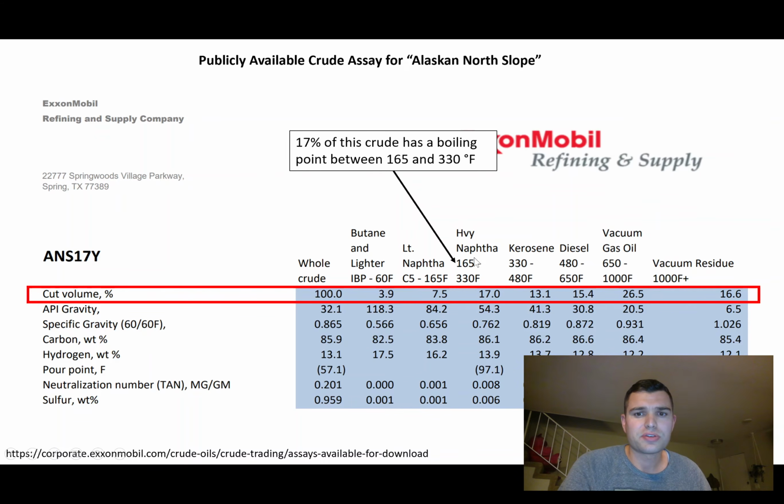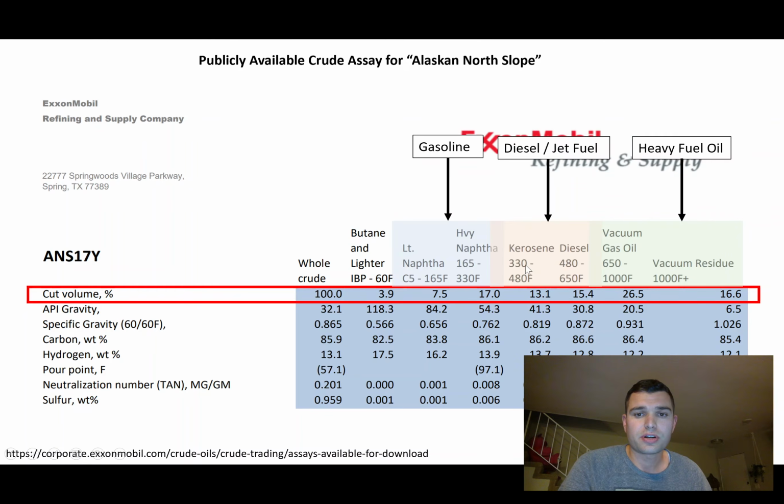Naphtha is a word that refineries and the oil industry usually use for gasoline range material. What you would interpret this as is that 17% of this crude oil has a boiling point between 165 and 330 degrees Fahrenheit. Those cutoff ranges are pretty important, that 330 number in particular, because gasoline normally has hydrocarbons with boiling points in that range, from a low boiling point all the way up to 330. Diesel is also a mixture of hydrocarbons, in the range of about 330 to 650 Fahrenheit. And heavy fuel oil is higher than diesel range material.